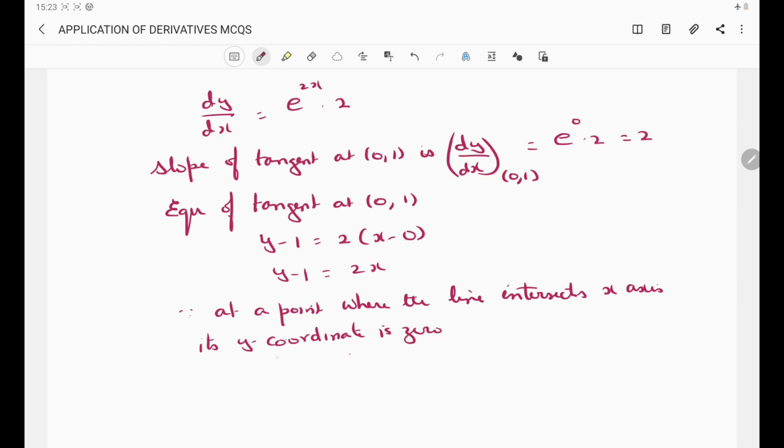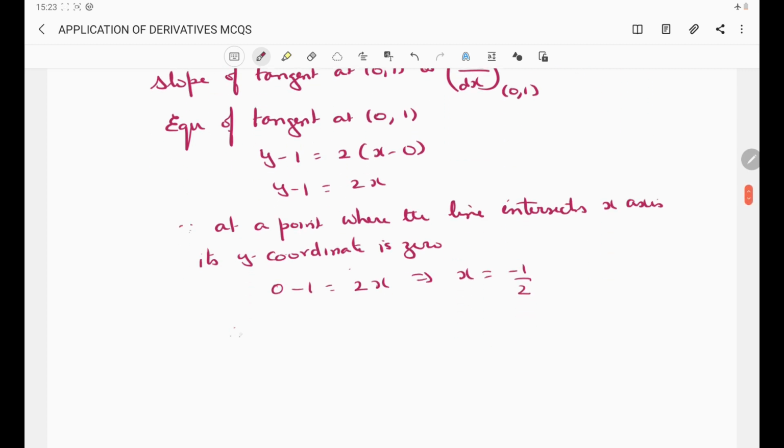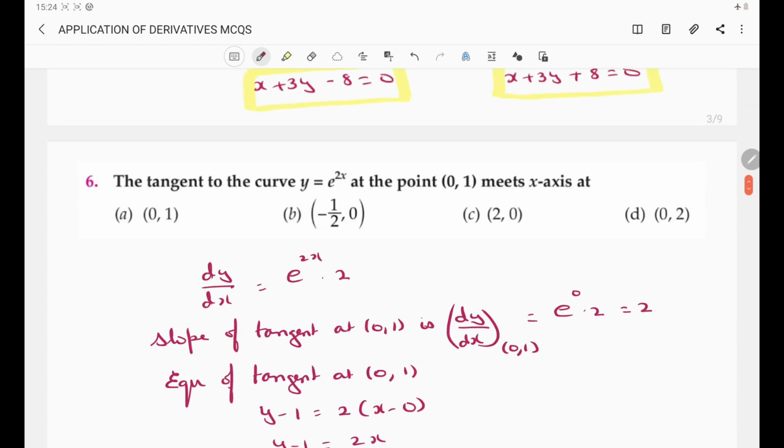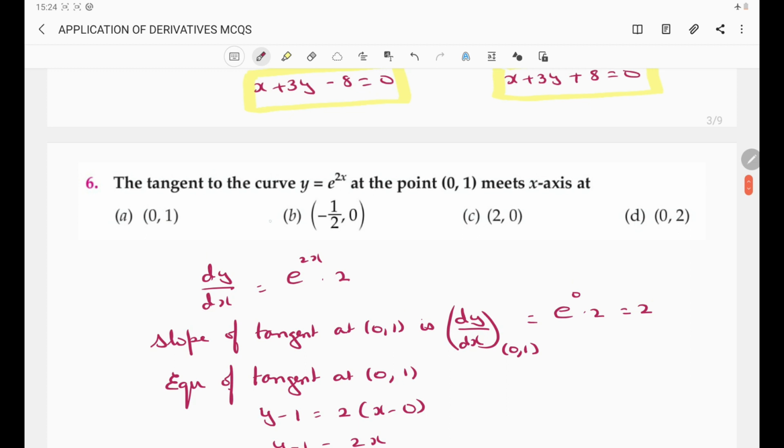So we get 0 minus 1 equal to 2x, or we get x is equal to minus 1 by 2. So the point of contact will be the point at which the line intersects, which will be minus half comma 0. So this particular tangent intersects the x-axis at the point minus half comma 0. So minus half comma 0 is option B.